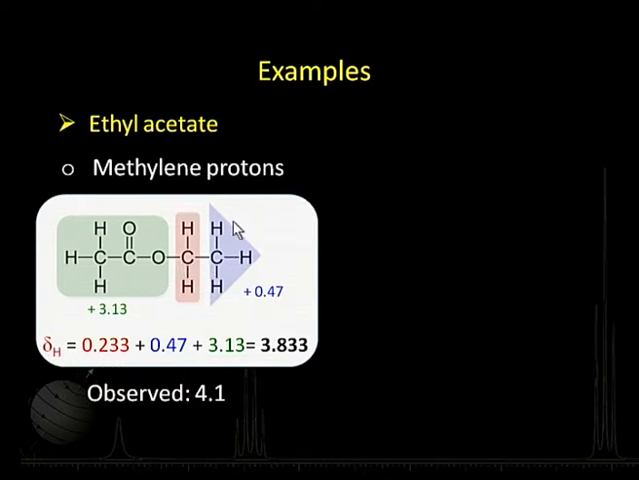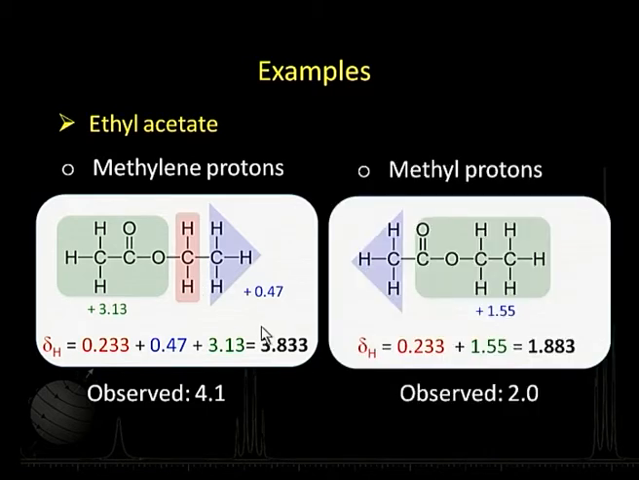Then I can see that there are two substituents here. One is this methyl group and one is this ester part, the acetate part. Now, from the tables we can see that this methyl group as a substituent contributes 0.47 to the chemical shift, and for this group the contribution happens to be much larger, that is 3.13. That is obvious because it is attached through an oxygen atom, which is highly electronegative. Now, if you put the two together, 0.233, 0.47 plus 3.13, it adds to about 3.833, and the observed chemical shift happens to be 4.1, which is not very different. So, we see that these rules are reasonably okay.